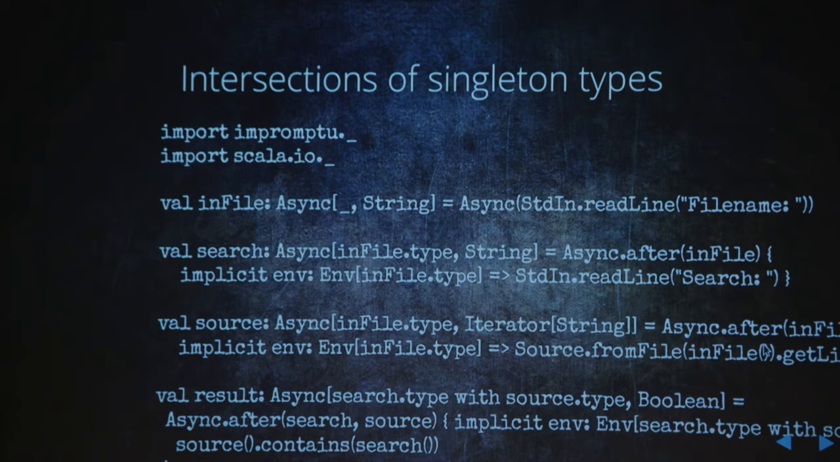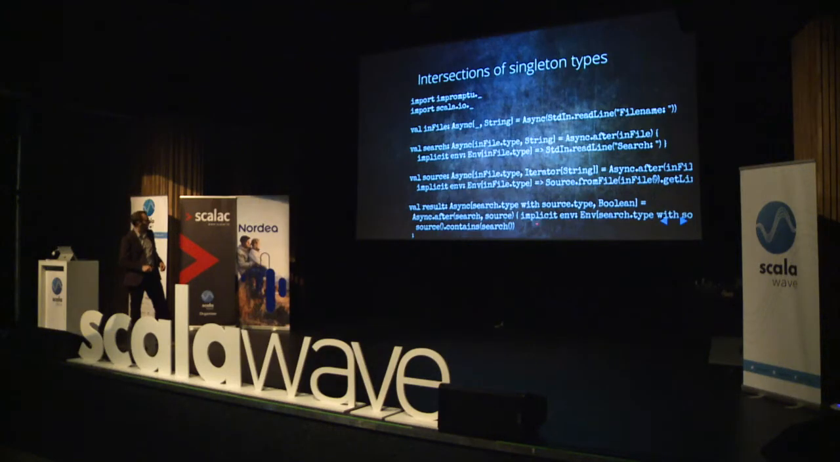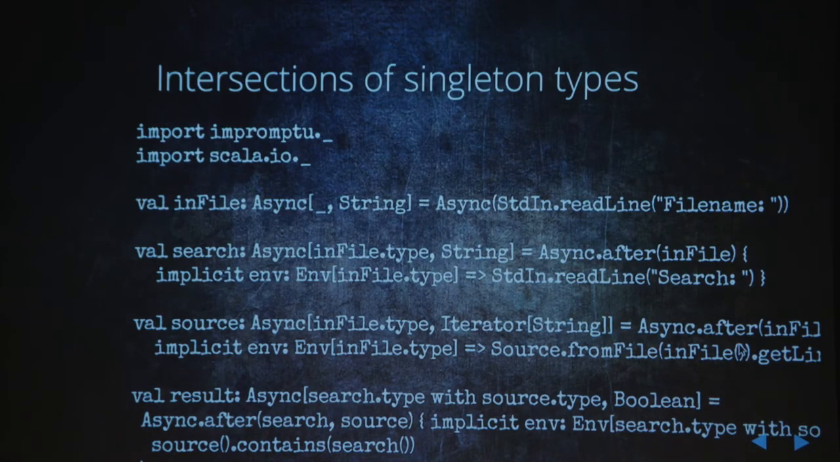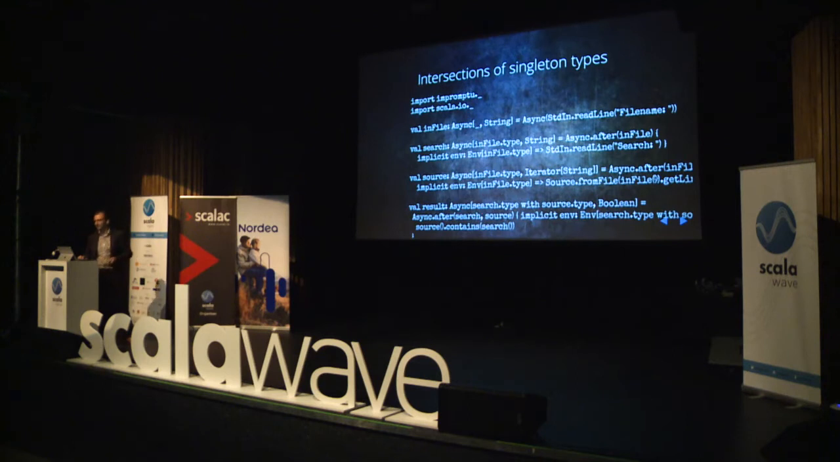And what I'm going to do is use intersection types of singleton types. I'm going to combine these two ideas together, and my async values here are going to be typed with the singleton types, or the intersection of singleton types that make up its dependencies. So by virtue of this in file being here, the corresponding singleton type will appear here. Likewise, it appears here for the same reason, and although it's slightly coming off the slide, we have search and source here, which means we have the interesting case, which is search.type with source.type. This is a type representing our dependencies, the prerequisites. So this is all very nice, apart from the fact that I've had to write very long and very verbose types, which I'll attack later.